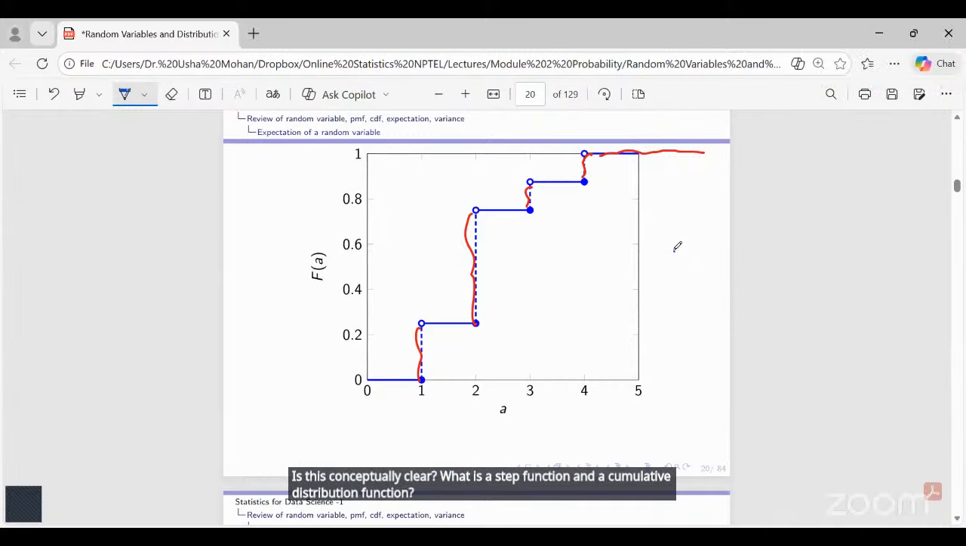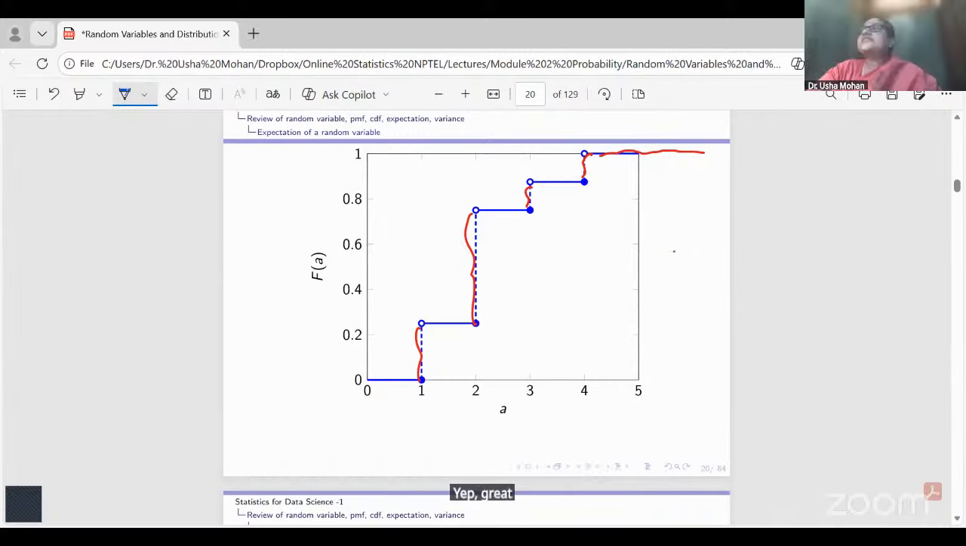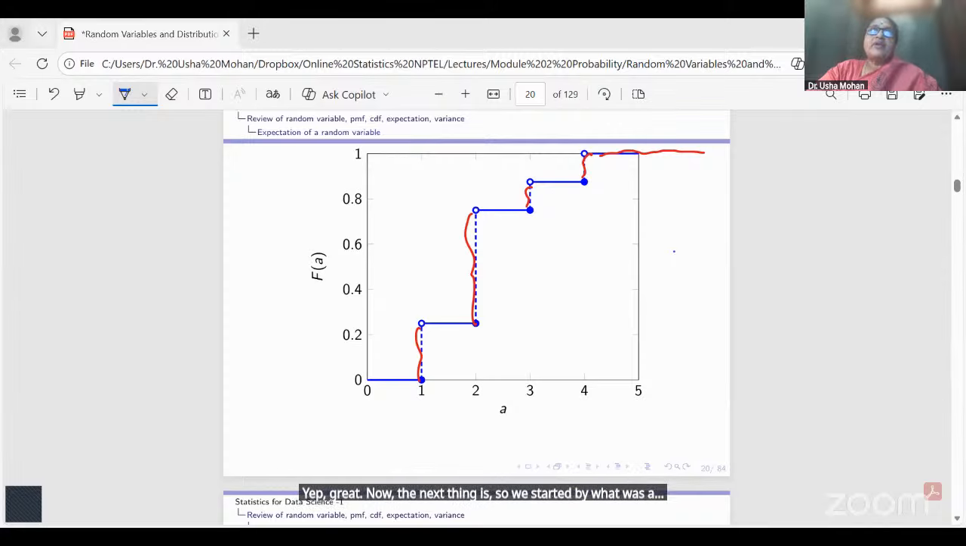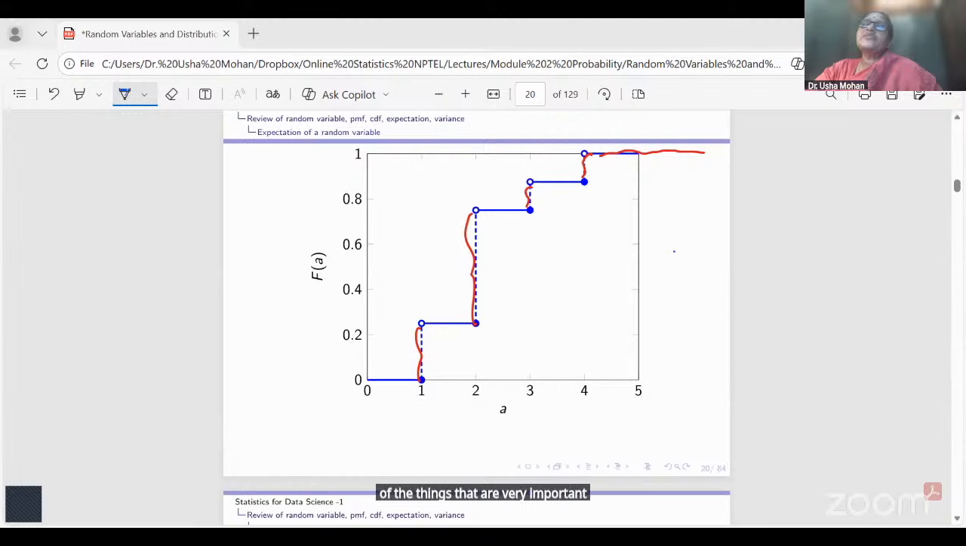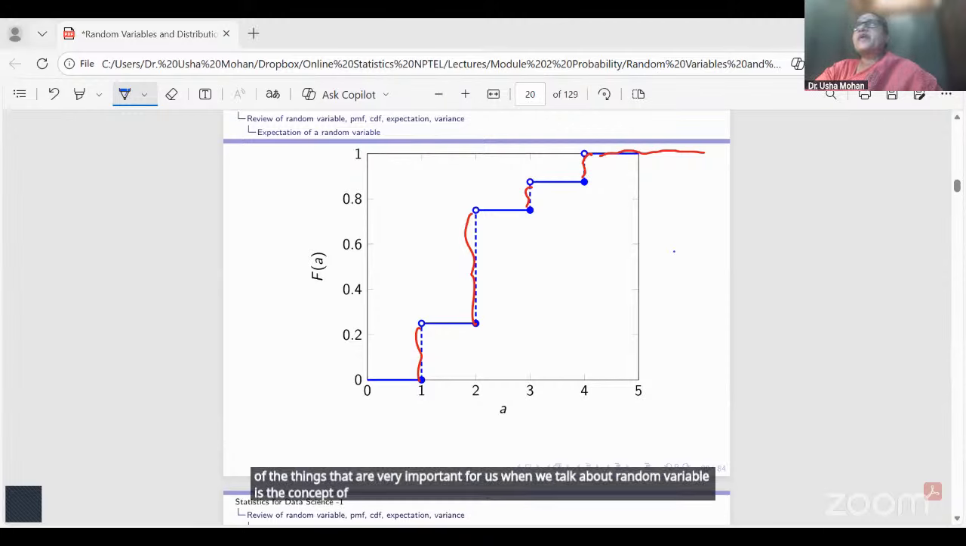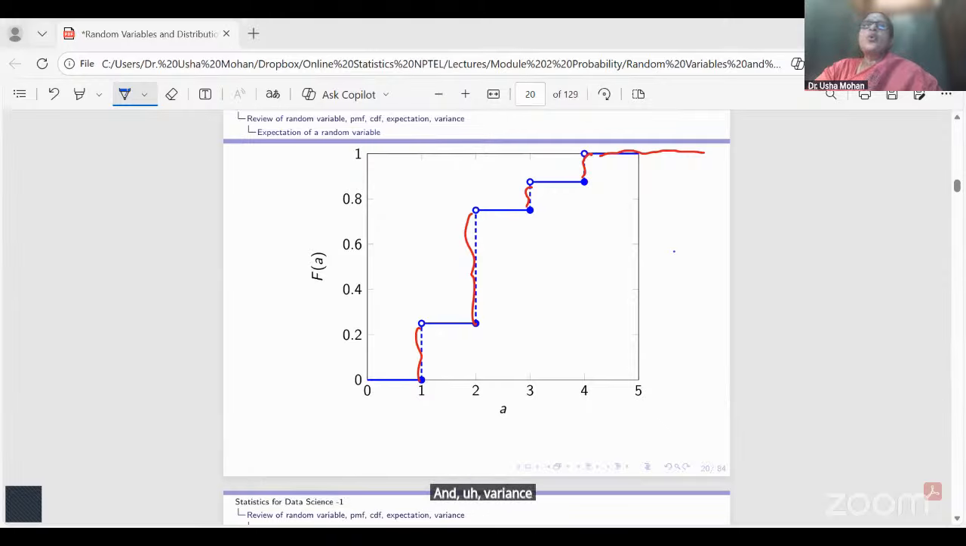Yes, ma'am. Right. Now the next thing is, we started with what a random variable is. Then we talked about what a probability mass function is. Then we talked about what a cumulative distribution function is. Now, two of the things that are very important when we talk about a random variable are the concepts of expectation and variance. Now, what is the expectation of a random variable?